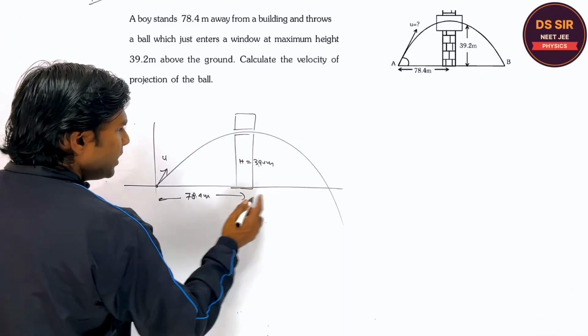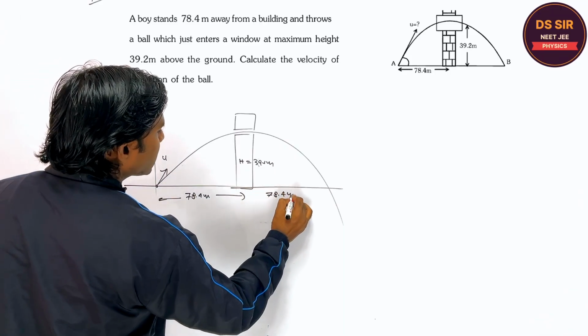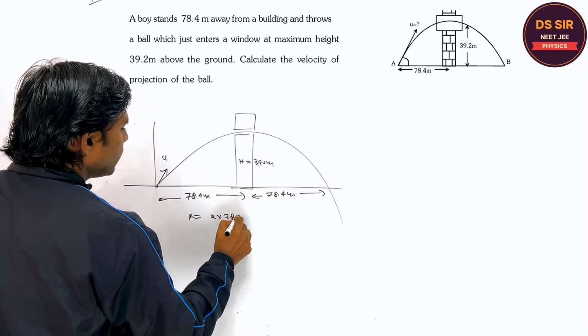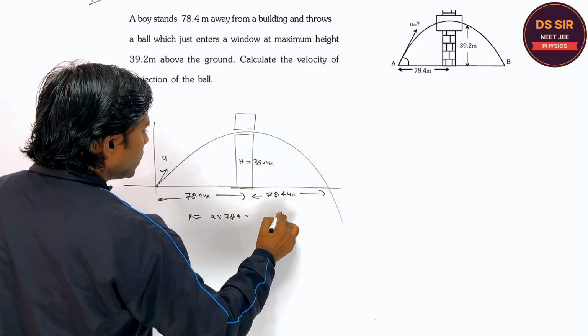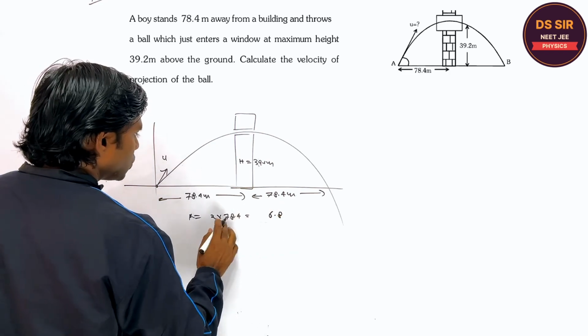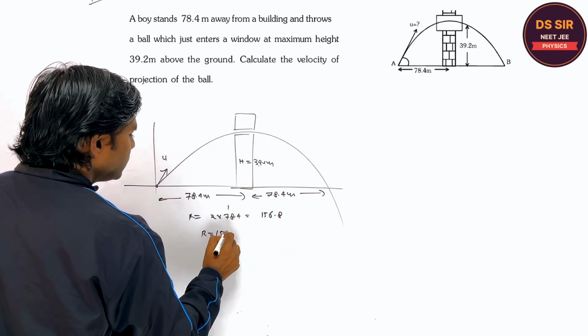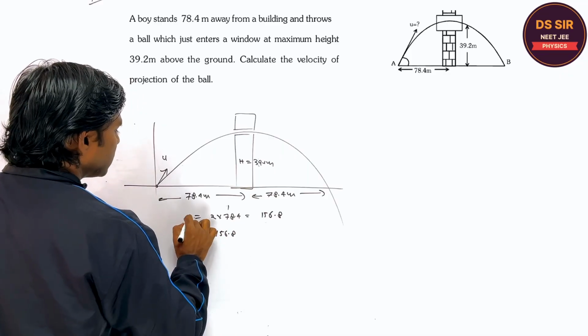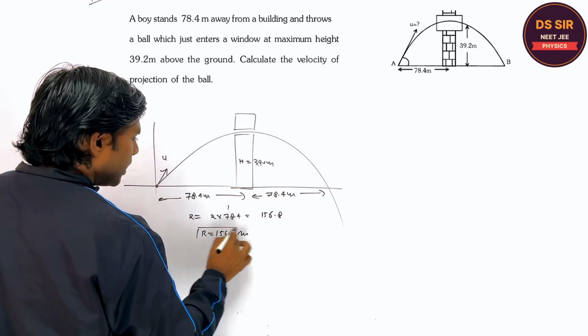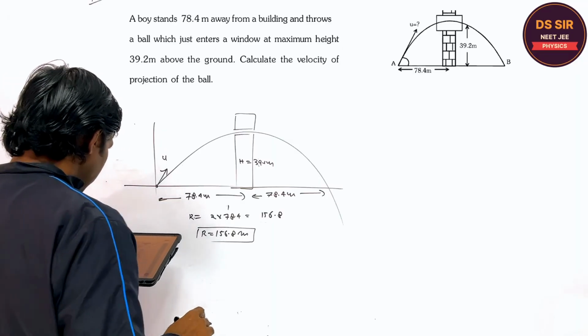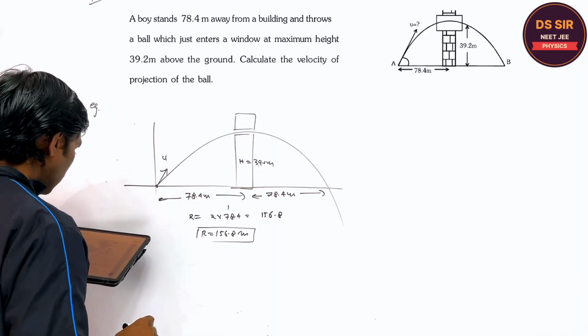If this is 78.4, again on the other side will be 78.4. So range will be equal to 2 into 78.4, right? 8 twos are 16, so the range is 156.8 meter. Are you getting? The velocity of the projection they are asking. Is it clear or not?